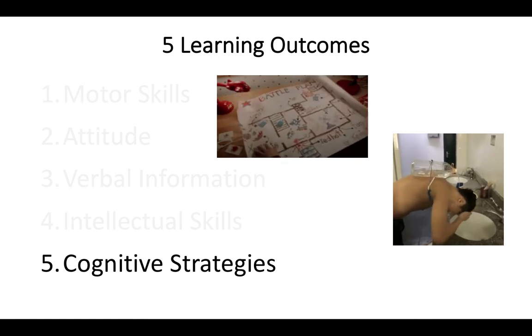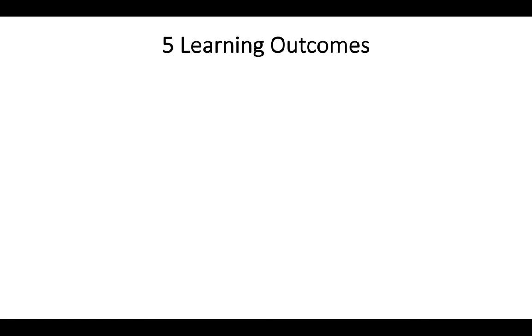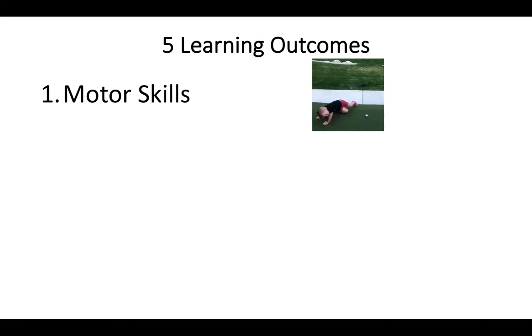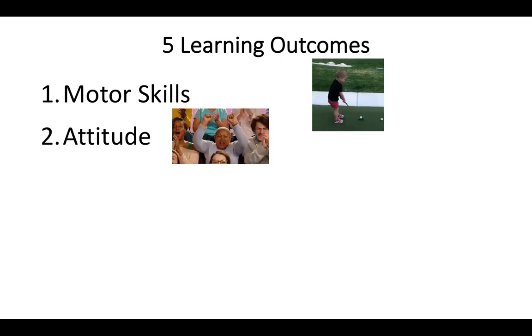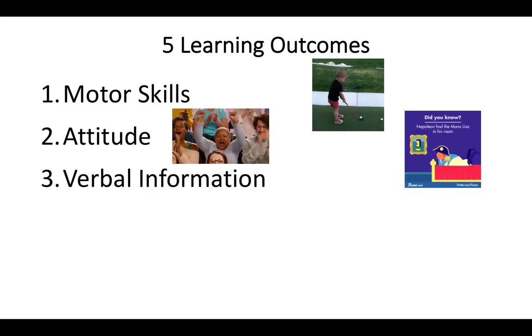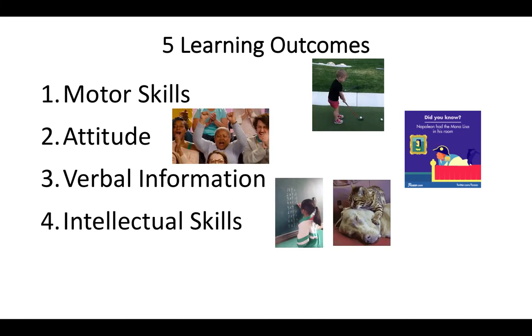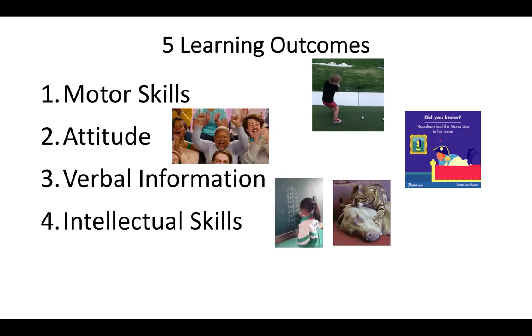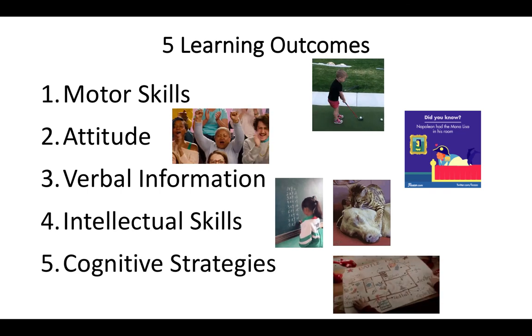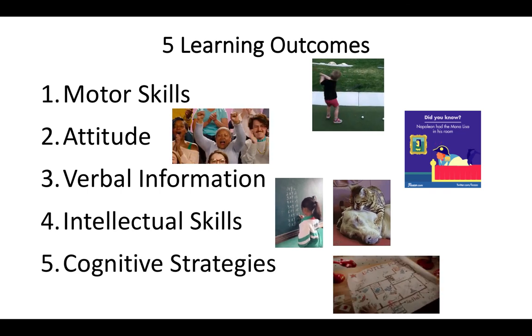All right. So to recap, 5 learning outcomes. There's our motor skills, our physical ability to do something. Our attitudes influence how we behave. We can learn verbal information, such as facts. Intellectual skills, such as rules or ways to think about objects and discriminate between them. And then our cognitive strategies, versus planning.